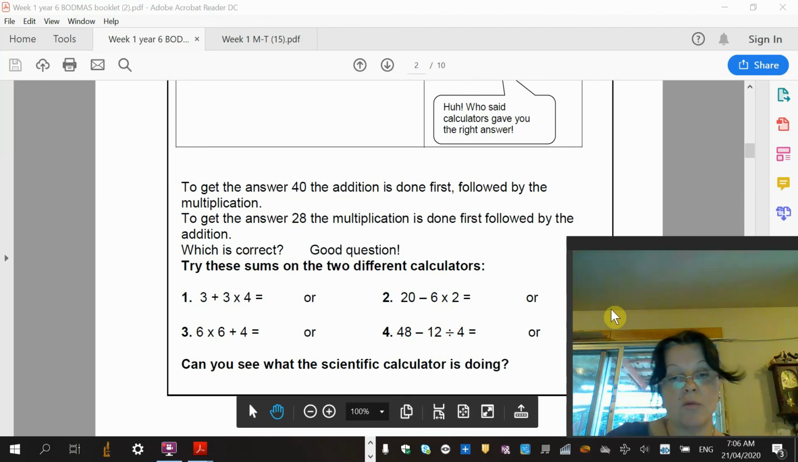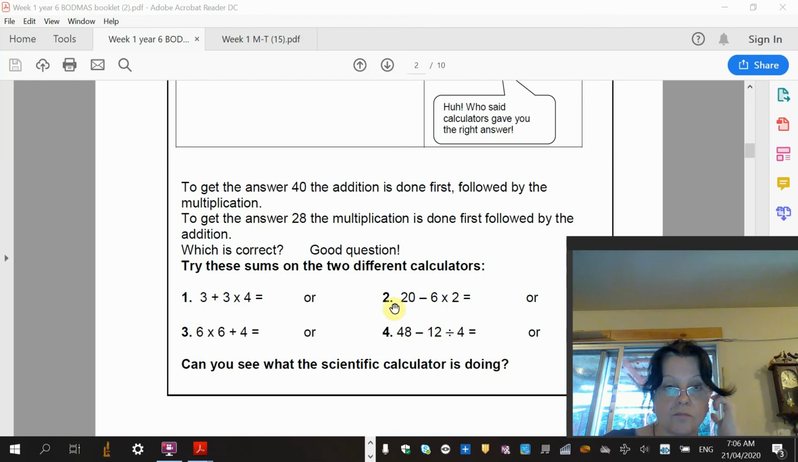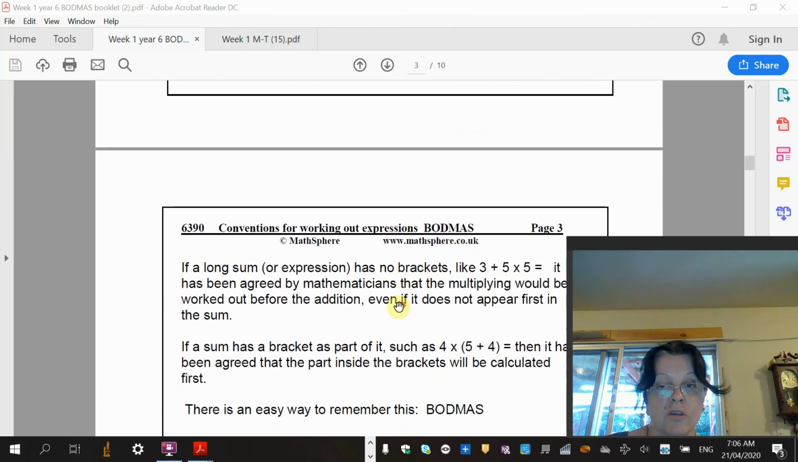So you can pause that while you're doing it or do that with me. And then we'll move on to our next page.